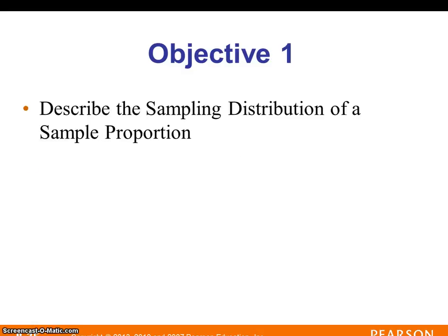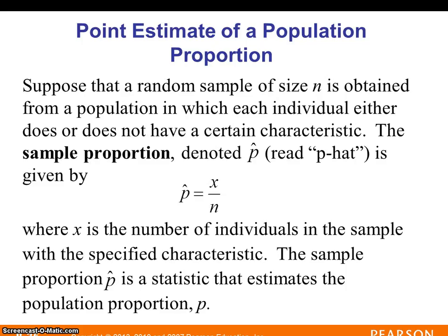As far as describing the sampling distribution of a sample proportion, what we want to calculate in this case, first of all, is the point estimate. The point estimate is basically just a proportion of the population that has a particular characteristic. We will denote it by p with a little arrow on the top. That's read p hat. The sample proportion is a statistic that estimates the population proportion p.